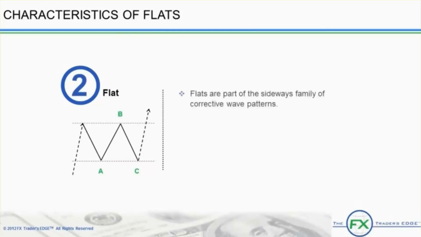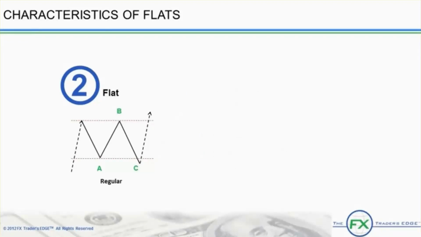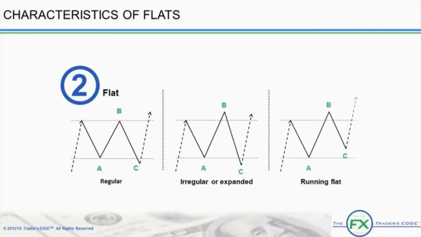Flats are part of the sideways family of corrective wave patterns. Flats fall into three categories: the regular flat, the irregular or expanded flat, and the running flat. In flat corrections, the regular flat is the most common, followed by the irregular or expanded, followed by the running flat. Subtle differences between the travel of waves B and C determine which flat correction it is. For example, the regular flat is the most common, with B traveling back to the start of A, followed by the C wave, which usually comes slightly below the end of wave A.